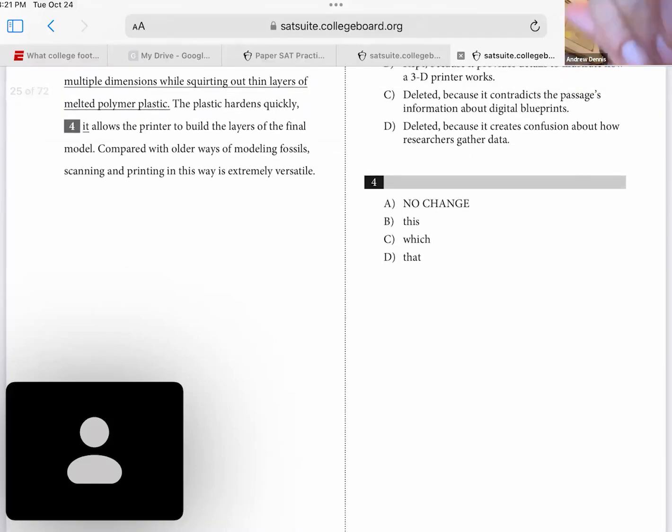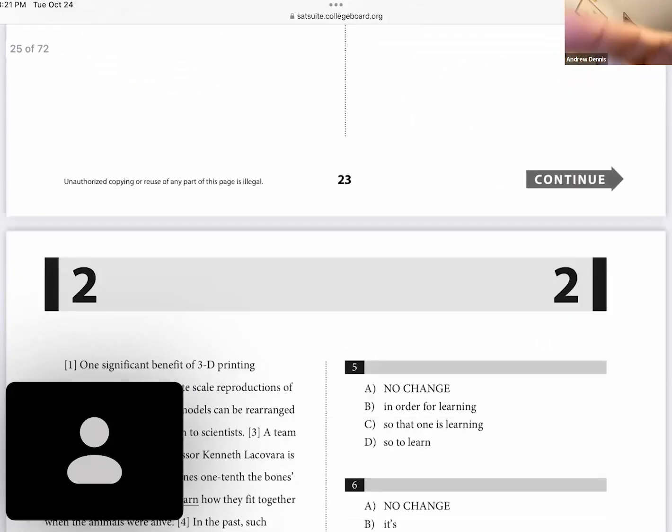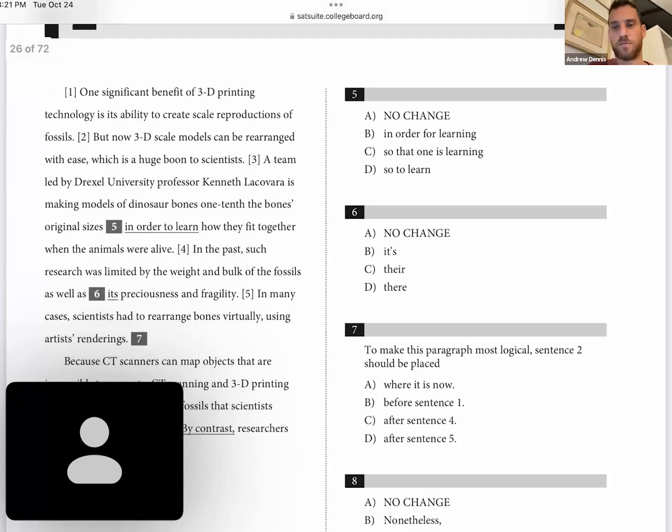Compared with older ways of modeling fossils, scanning and printing in this way is extremely versatile. In many cases, scientists had to rearrange bones virtually using artist rendering. After sentence 4. So let's see that. Sentence 4: In the past, such research was limited by the weight and bulk of the fossils, as well as their preciousness and fragility.